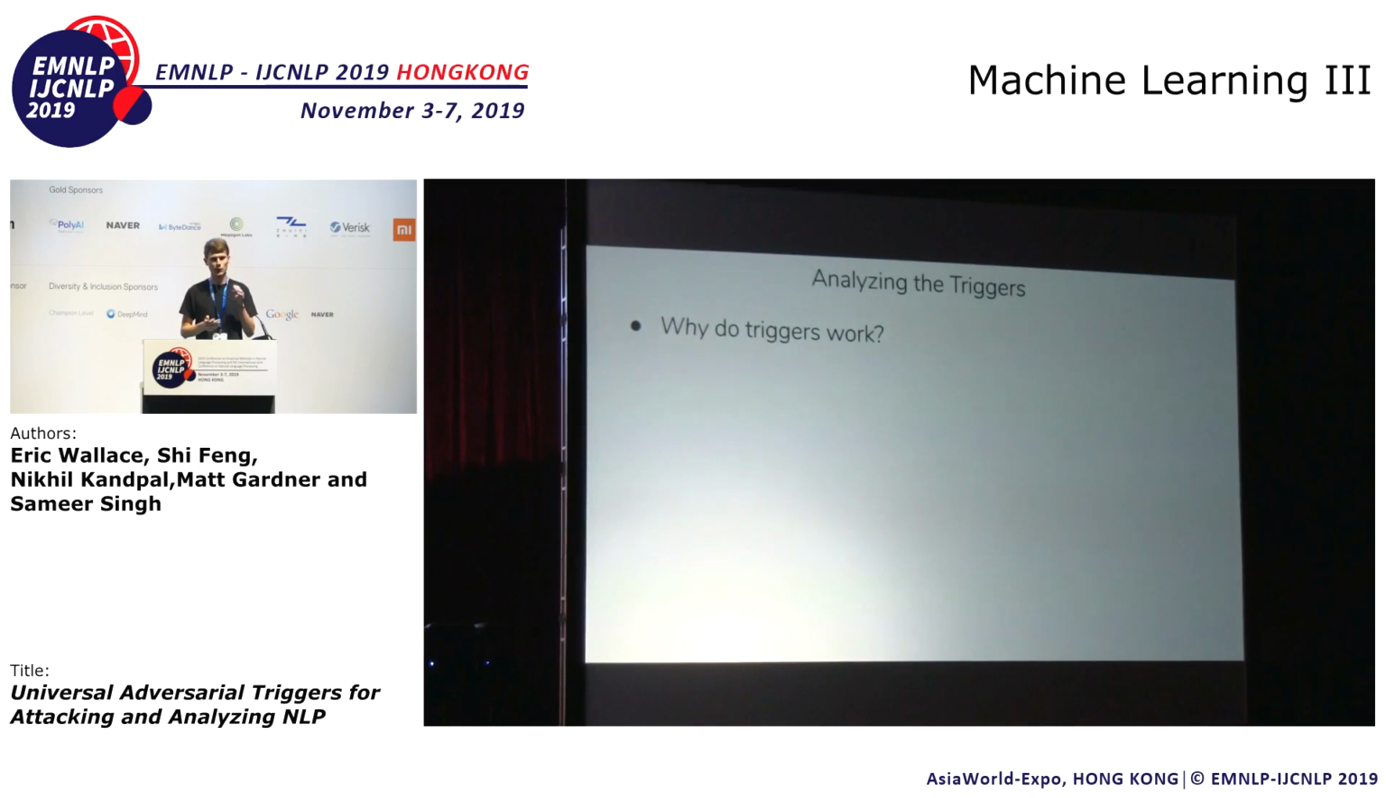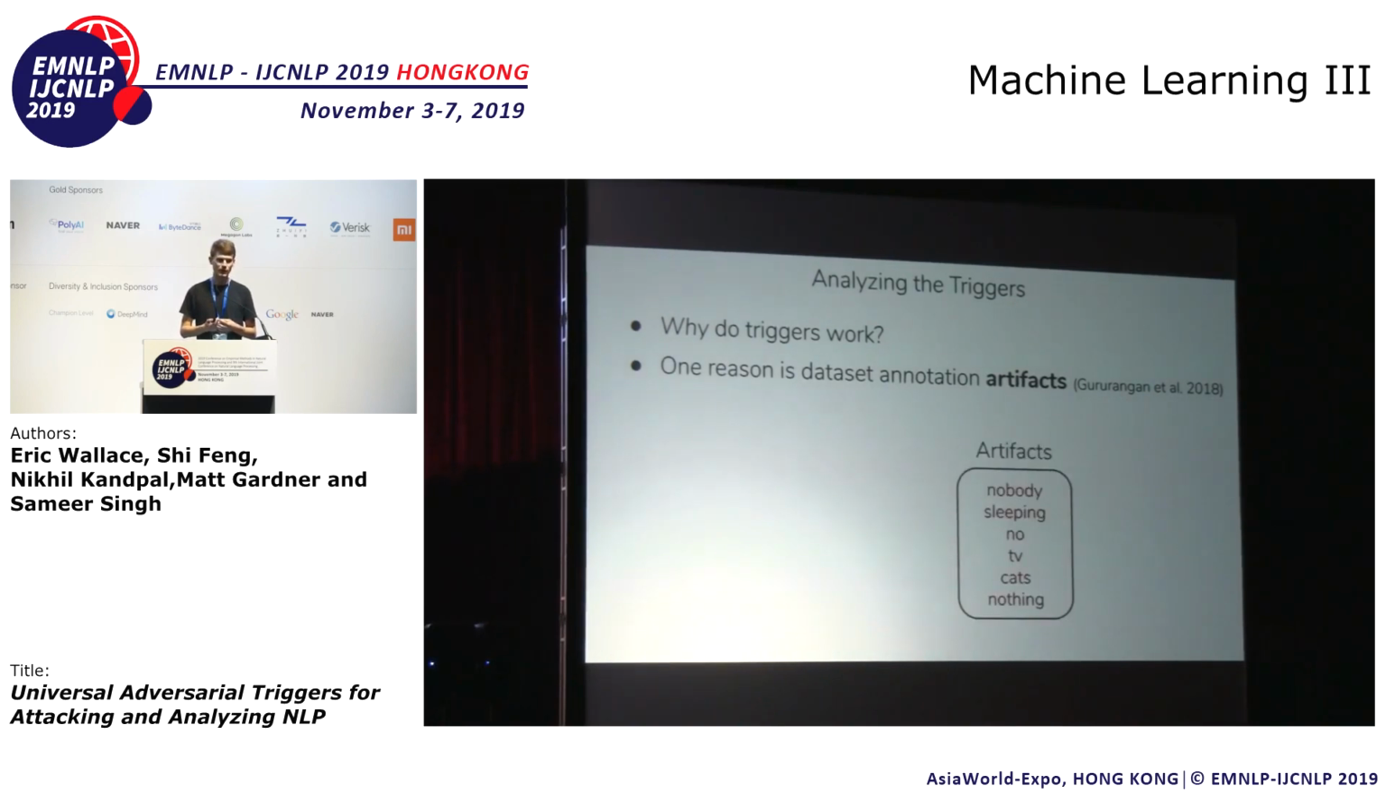Before I conclude, I want to think more about this analysis perspective, thinking about why triggers work and why they occur in the first place. One reason that we look at is dataset annotation artifacts. For instance, in the SNLI dataset, there's a number of words which are spuriously correlated with the negative label. When you see the word "nobody," it's highly often the case that the label is negative for those inputs. Your model might pick up on these biases and solve the task in a fake way without doing the real type of reasoning we want.